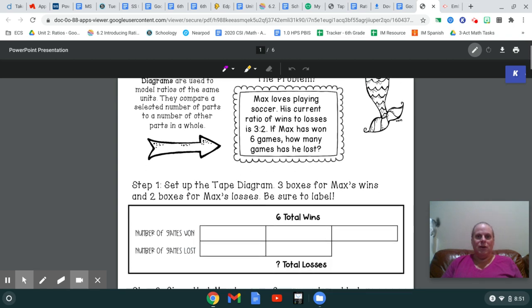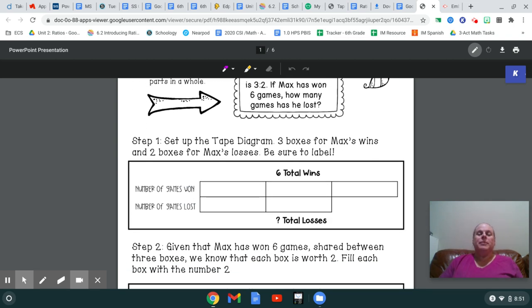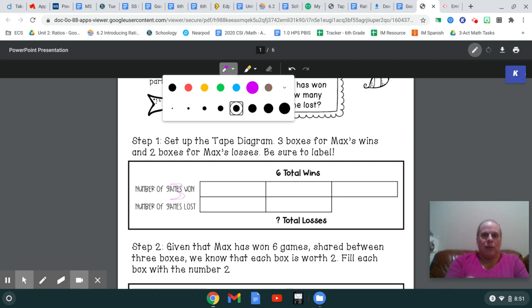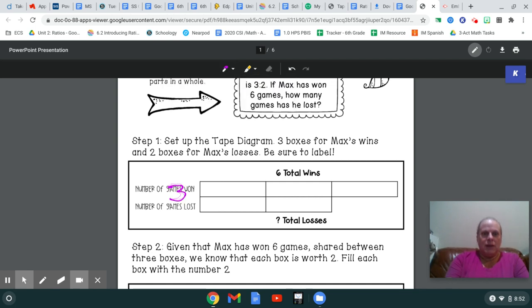All right, so we'll scroll down here. So we're going to set up the tape diagram. We have 3 boxes for Max's wins and 2 boxes for Max's losses. So that's we have the 3. Oops, it's not very thick. Let me see if I can make that a lot thicker so you can see it. Right? So we have a 3-2 ratio.